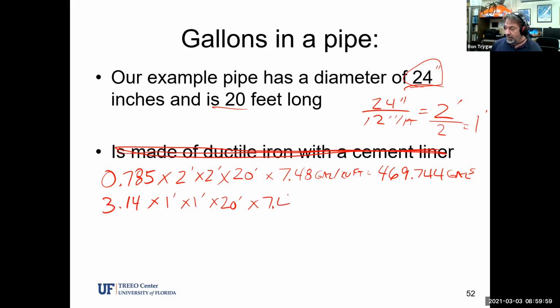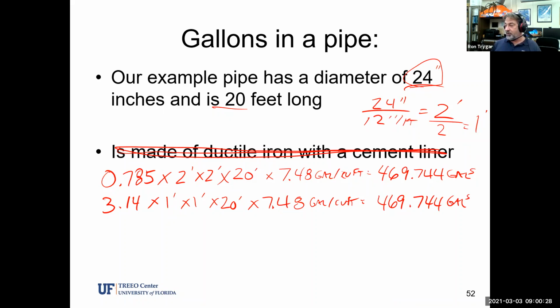And we're trying to get gallons. So just put the 7.48 there, gallons per cubic foot. And let's see what we get. 3.14 times 1 times 1 times 20 feet times 7.48. And guess what I got? I got the same number, 469.744 gallons. All right, there we go. That's how you're going to figure out the gallons in that pipe.